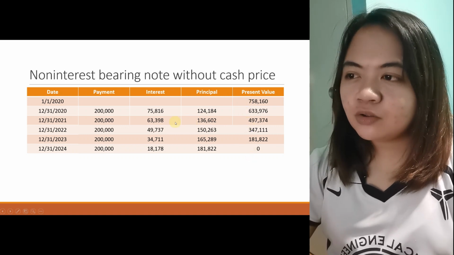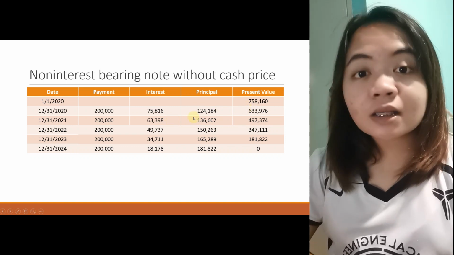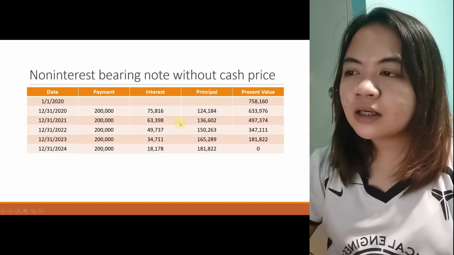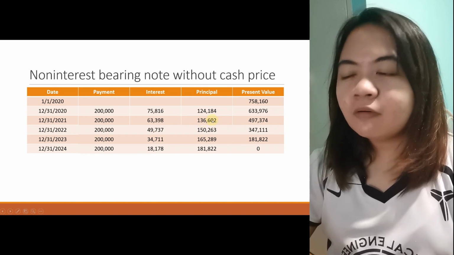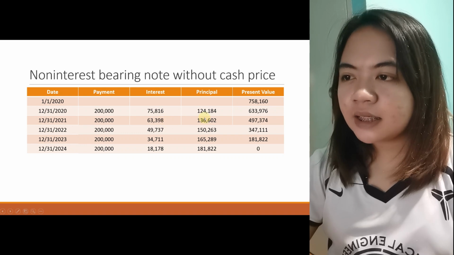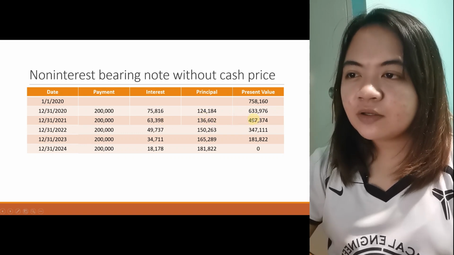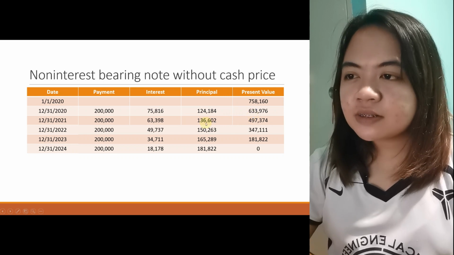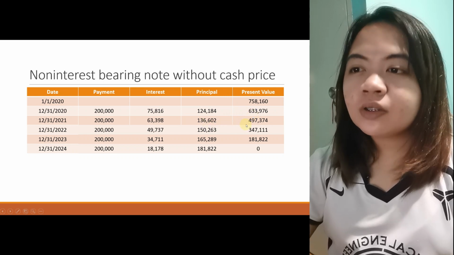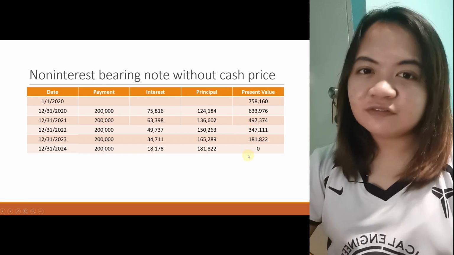So again, how do you get the interest for the second year? 63,976 times 10%, so 63,398 rounding off. Then less, 200,000 less 63,398, 136,602. That's the principal payment. Present value, 63,976 less 136,602, you'll get 497,374. Okay, and the rest follows.